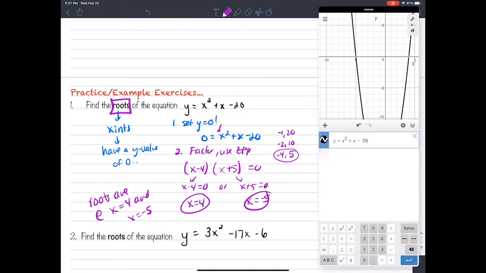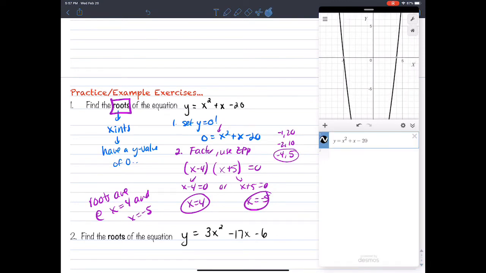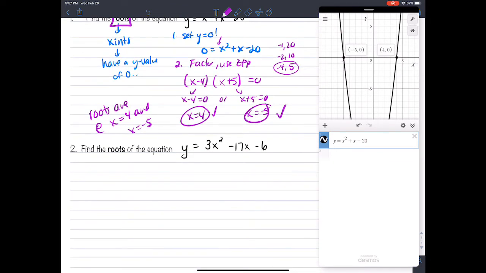So what that means, if we go back over to our graph on the right side of the screen here, if I find those x-intercepts, that one right there is -5, 0. So we're correct there. And I can click the other one and see that that's 4, 0. So we're correct. One more example for us to see, find the roots of this equation.